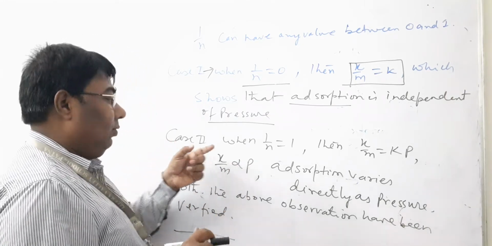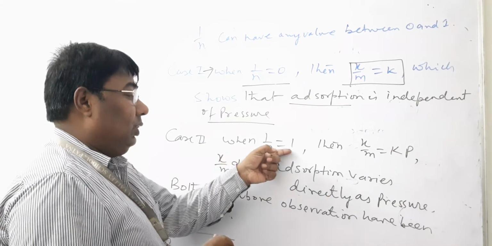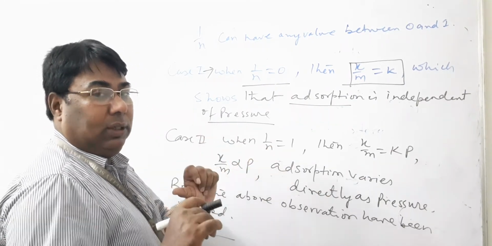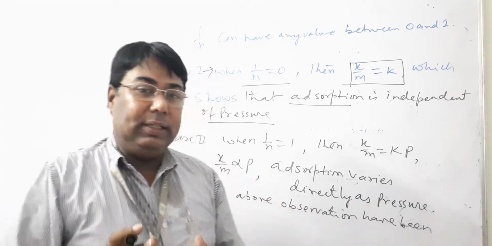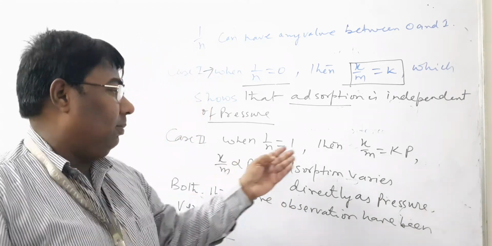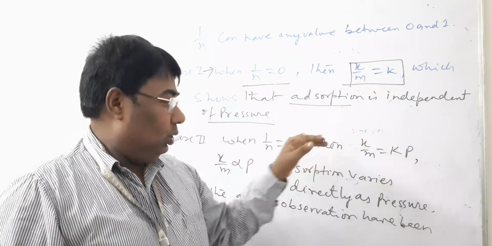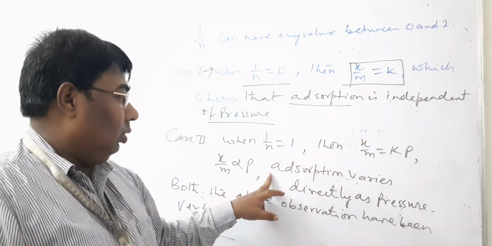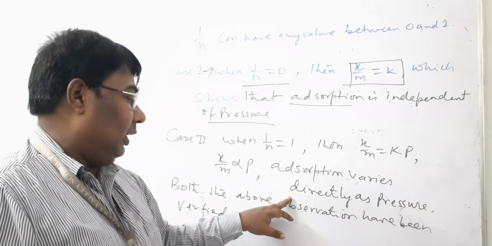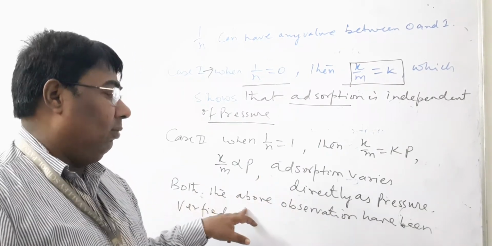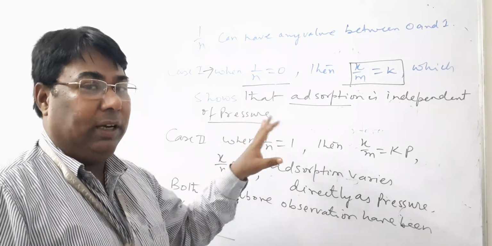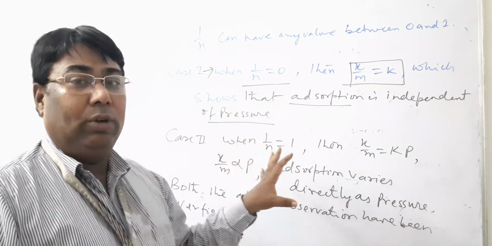Now in the second case, when the value of 1 by n is equal to 1, then x by m is proportional to pressure. That means when pressure increases, the value of x by m also increases. So in this case, it depends upon the pressure. So adsorption varies directly as pressure. Both the above observations have been verified by experimental fact. So hoping that all of you understand.